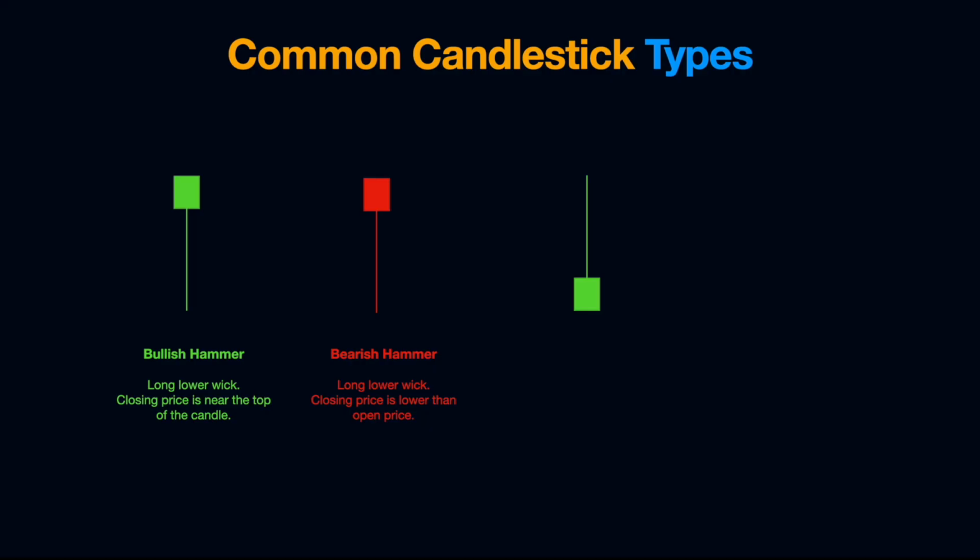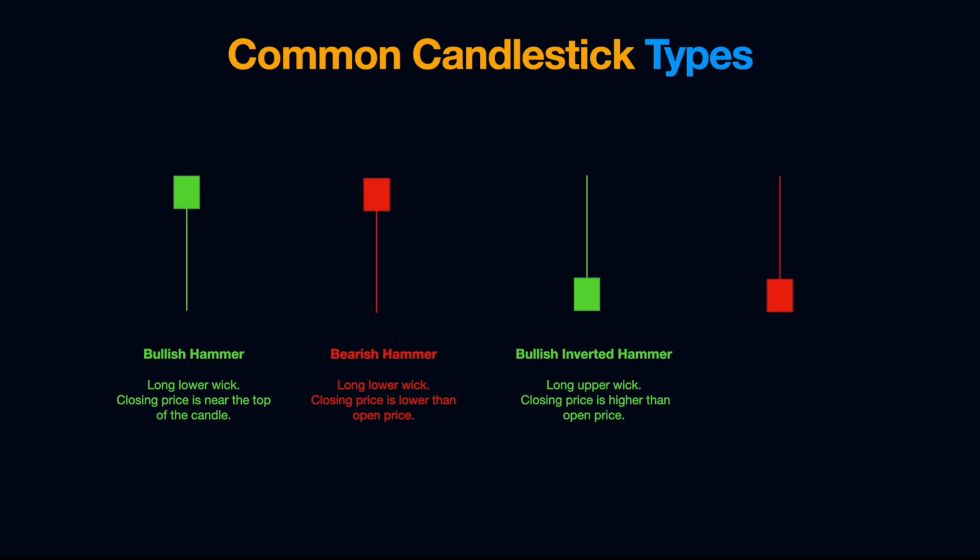Now we see a green candle with a small body near the bottom, a long upper wick, and almost no lower wick. This candle is called a bullish inverted hammer. It could indicate that buyers tried to push the price higher during the period, and although the price pulled back a bit.